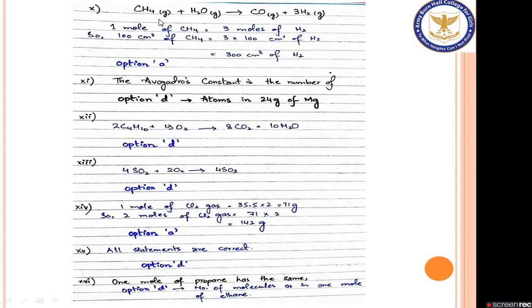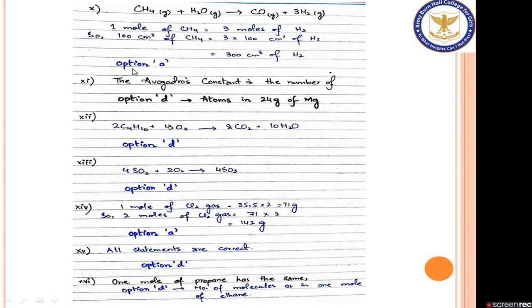From this equation, we can conclude that 1 mole of methane is equal to 3 moles of hydrogen. All of these are given in the gaseous state. So if we have 100 cubic centimeter of methane, we multiply that 100 by 3, so we get 300 cubic centimeter of hydrogen. So if 100 cubic centimeter of methane is there, it will produce 300 cubic centimeter of hydrogen. So option A is the correct option.